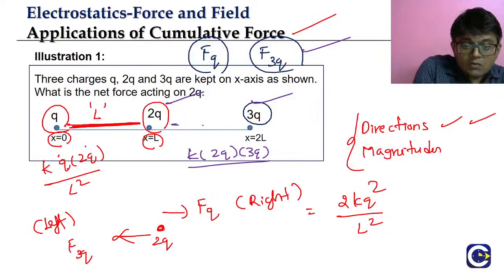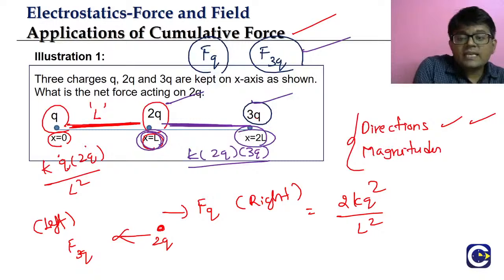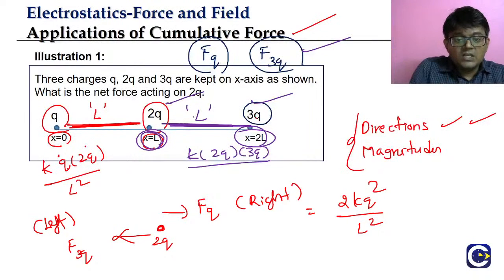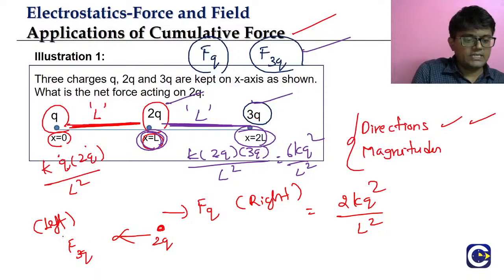What is the distance between these two charges? The position here is x is equal to l, and here also x is equal to l. So what is the gap? The distance between them is also l. So 2 times 3 is 6: 6kq square by l square.